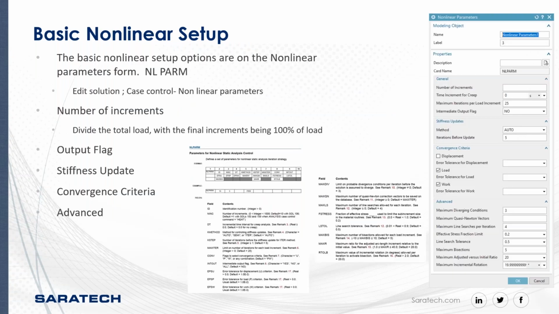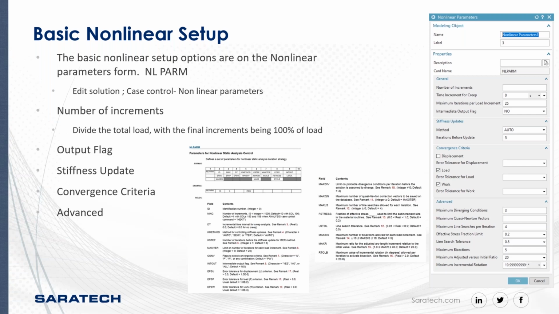Defining nonlinear analysis, these are the parameters that you have to set up, and it's under NLPARM. If you have questions about what some of these options do, I highly recommend looking in the QRG and looking up the parameter NLPARM. The basic ones that you should understand if you are doing basic nonlinear analysis is the number of increments, which divide the total load, with the final being 100% of the load. You have an output flag. How often do you want output? Sometimes you don't want output all the time, but sometimes you just want to see it at the end. But maybe you want to see what happens at 20% of the load, 50%, et cetera, whatever you want out.